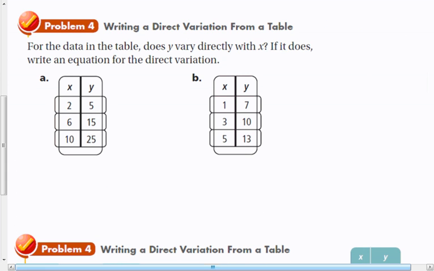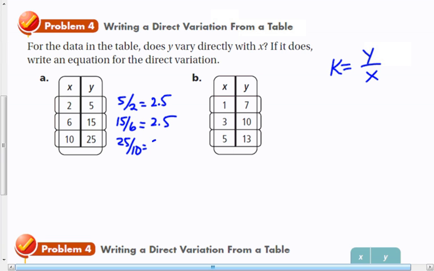So, writing a direct variation from a table. In order to be a direct variation, you need a constant of variation. So you always need to get the same number when you do y divided by x. And so it's easy to tell in a table if it's a direct variation just by dividing y by x for each of the values in the table. So if we do 5 divided by 2, we get 2.5. 15 divided by 6, we get 2.5. 25 divided by 10, we get 2.5. So yes, this is a direct variation. Our constant of variation is 2.5. So the equation y equals 2.5x fits this table.